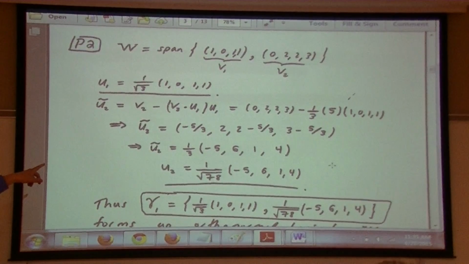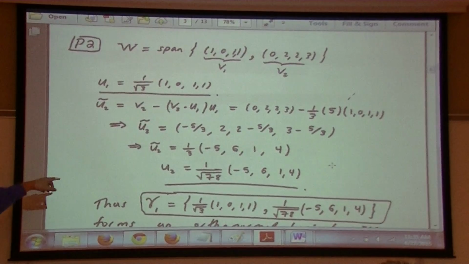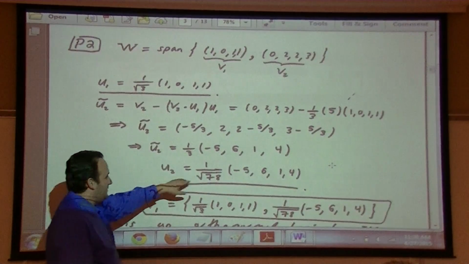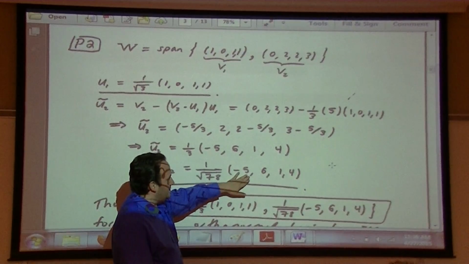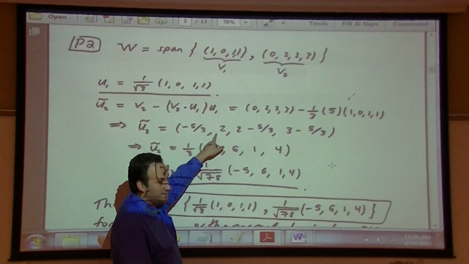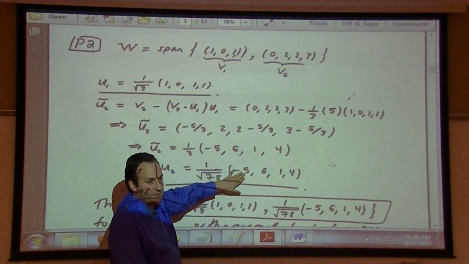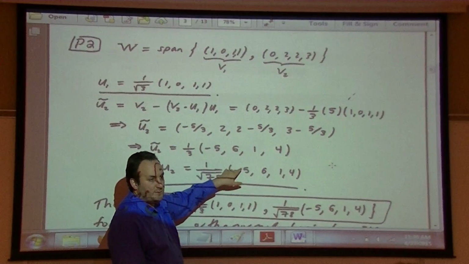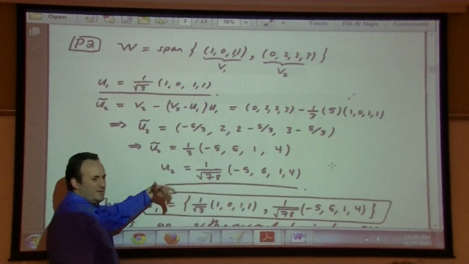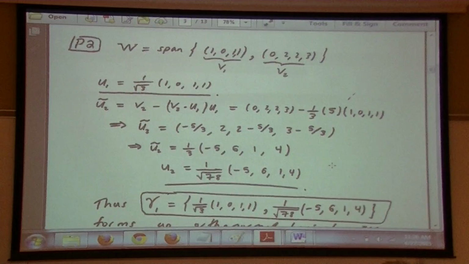Yes? Can you repeat what you said? I said when you get to U2, you have to take the dot product of this with U1. And if it's not 0, then you did something wrong, because it's supposed to create an orthonormal set, right? So this is your orthogonality. The normalization is kind of less critical. You could normalize it wrong, and you wouldn't be able to pick up on that until you calculated the length.